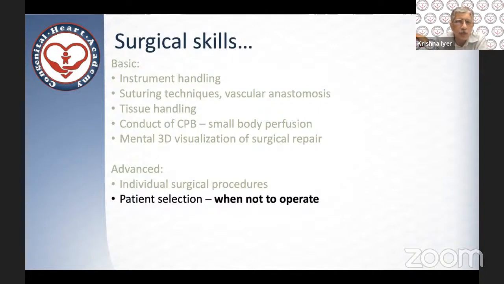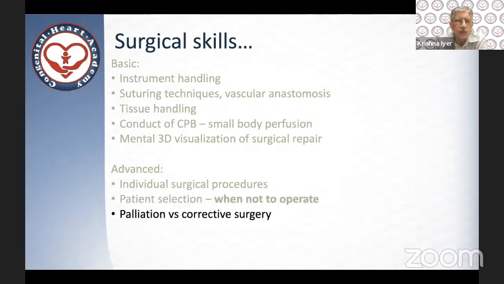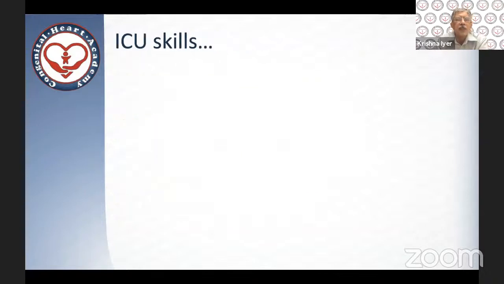So operation in the wrong patient not just leads to a needless mortality, but can lead to needless morbidity and prolonged hospital and ICU stay. This can be avoided. And then, of course, you also have to decide when to palliate a patient versus when to do a corrective surgery. Very often a patient may not really be suitable or may be high risk for a corrective surgery, may be palliated for a temporary period and be made more suitable for a future corrective surgery. So these are important lessons to learn, which are required in the LMICs.